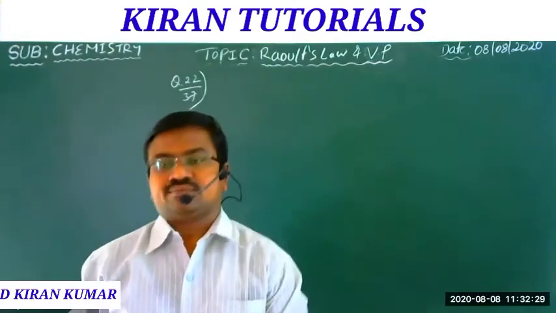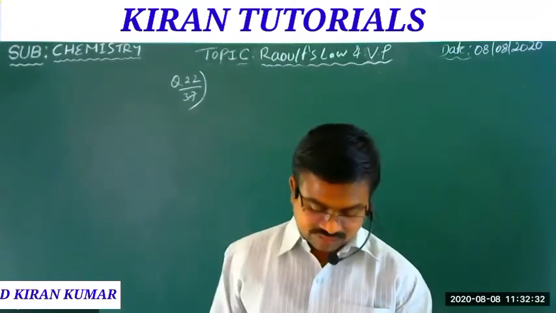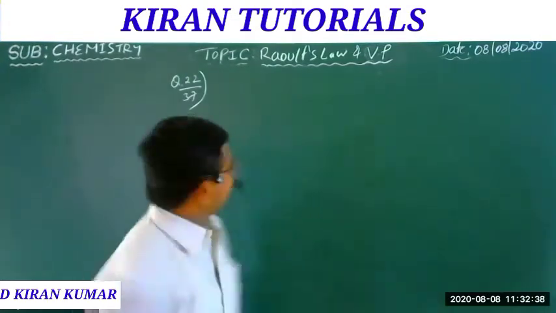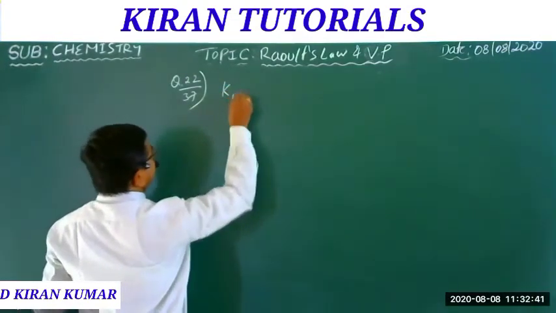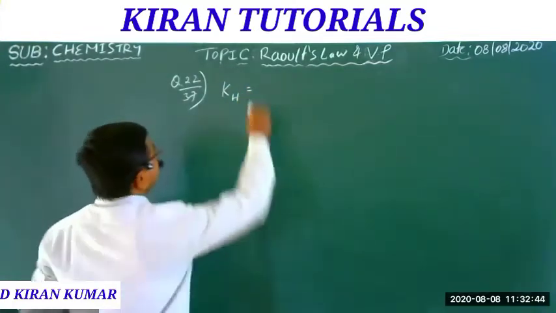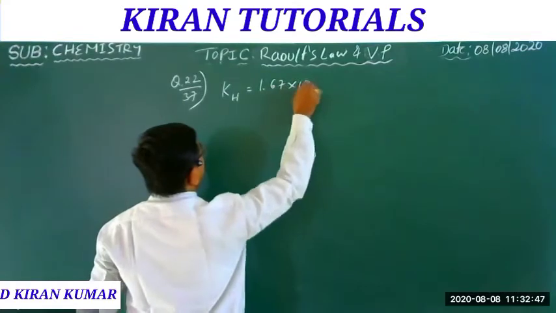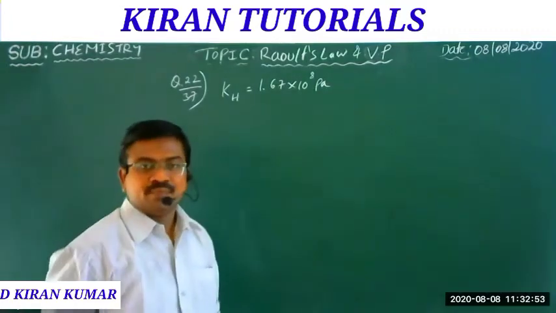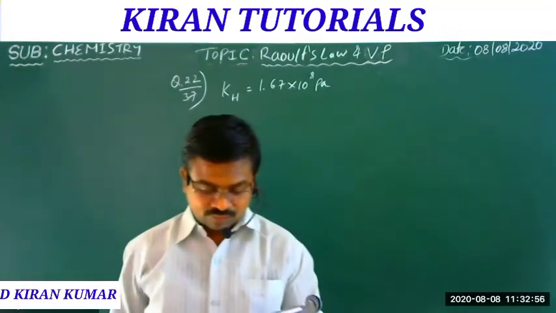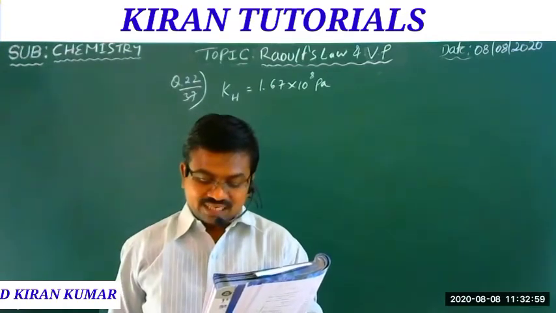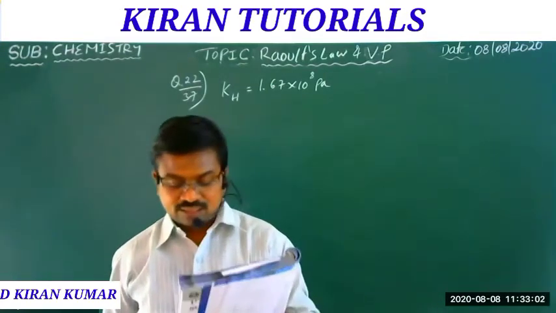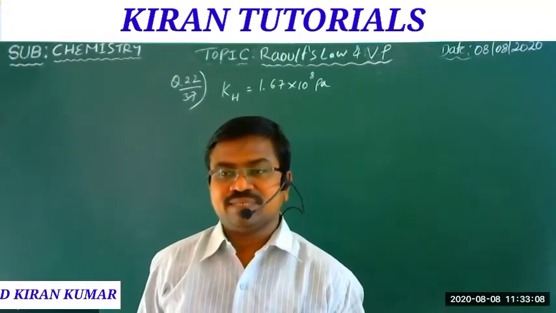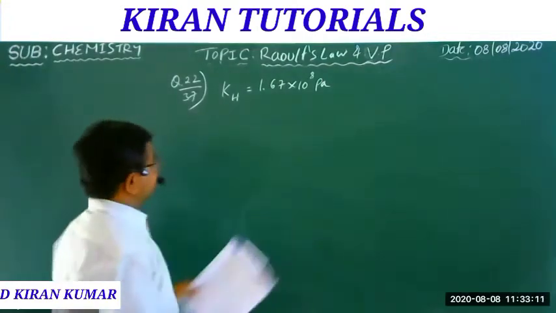Henry's law constant for CO2 in water is 1.67 into 10 power 8 Pascal. So KH is given equal to 1.67 into 10 power 8, not atm, Pascal. Then the quantity of carbon dioxide in 500 ml of soda water packed under 2.5 atmospheric pressure. So what about pressure here?